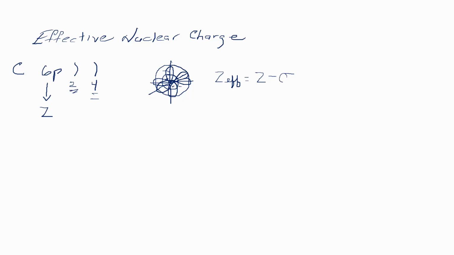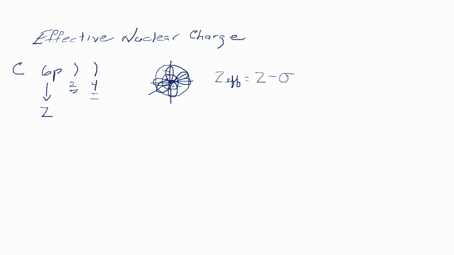Now sigma is fairly complicated. You have to talk about the point charges, the positive charge of the nucleus, the negative charge of the electrons. You have to take into account electron-electron repulsions. You have to take into account the effectiveness of an s orbital versus a p orbital versus a d orbital in shielding the nucleus from the outer shell electrons. So for practical purposes of general college chemistry, we are going to approximate this.